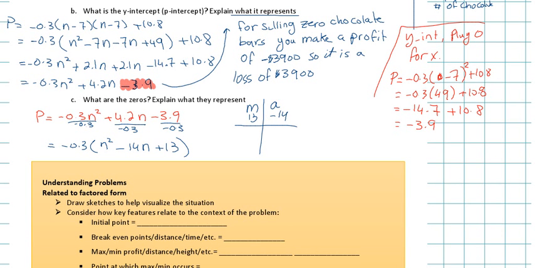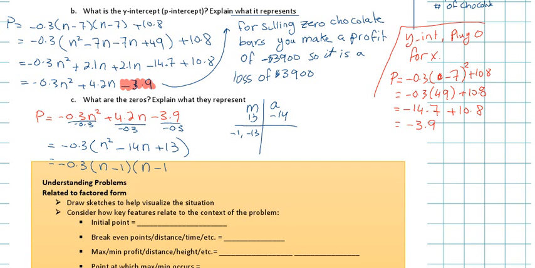So give me two numbers that multiply to 13. These are your only options: negative 1 and negative 13. Do they add to negative 14? Yeah. So, done. I can right away factor: that's n minus 1 and n minus 13.